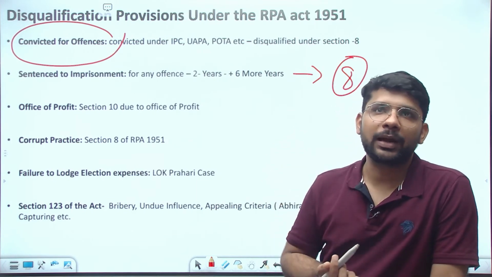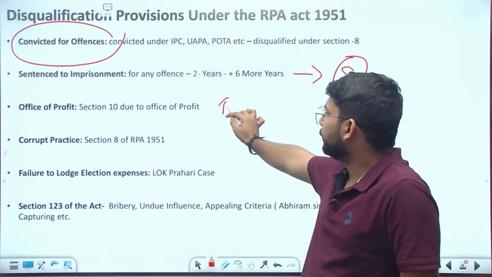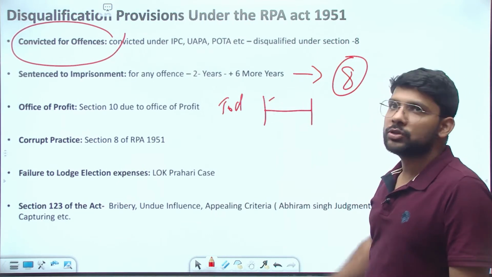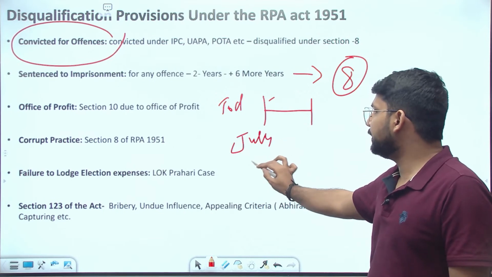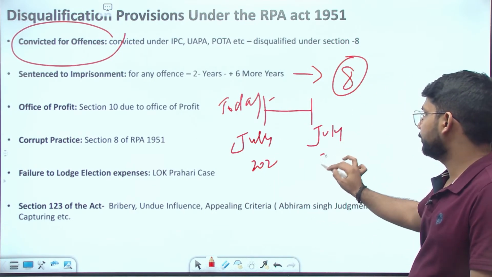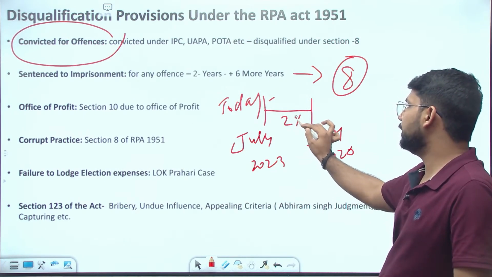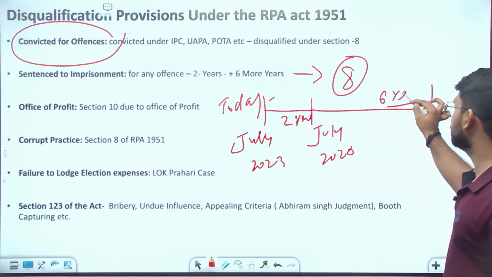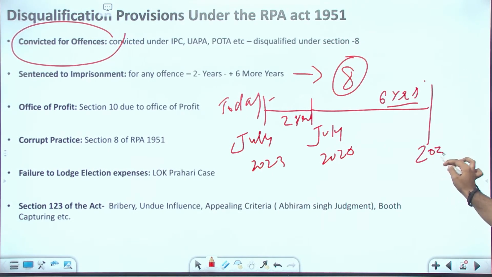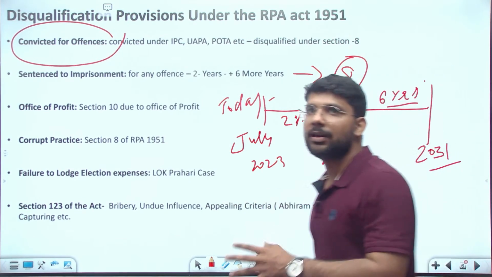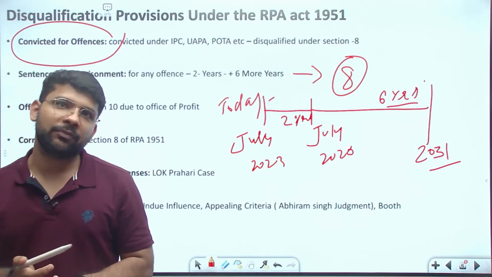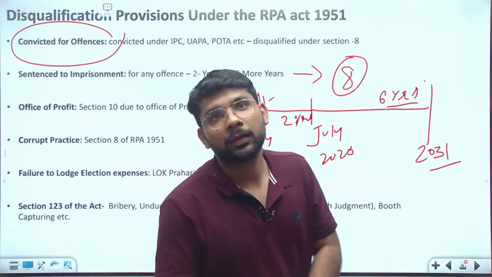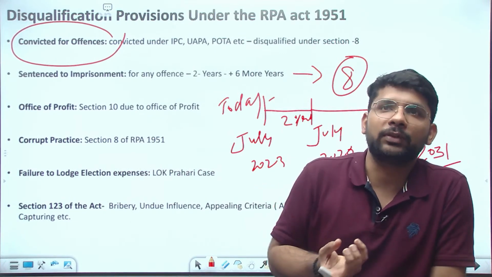Take the example of Rahul Gandhi. Suppose he is disqualified from today itself, then the disqualification period will be from July 23 to July 25, the 2 years of imprisonment, plus the next 6 years. That means Rahul Gandhi cannot fight the election till 2031 if he is disqualified under the Representation of People Act 1951. So this is the impact of the RPA Act of 1951 on disqualification.